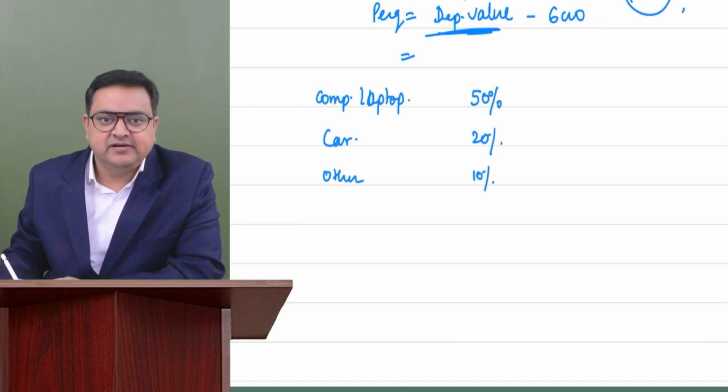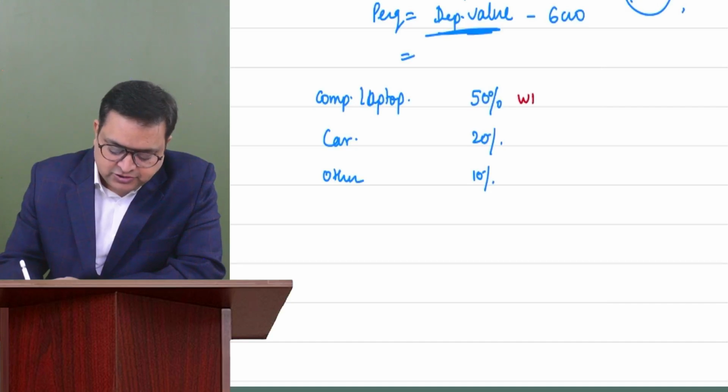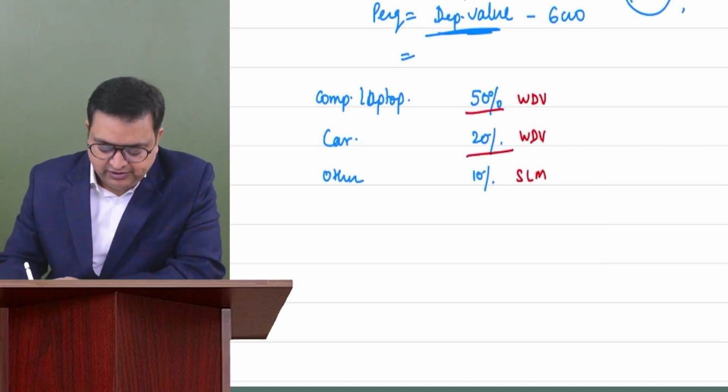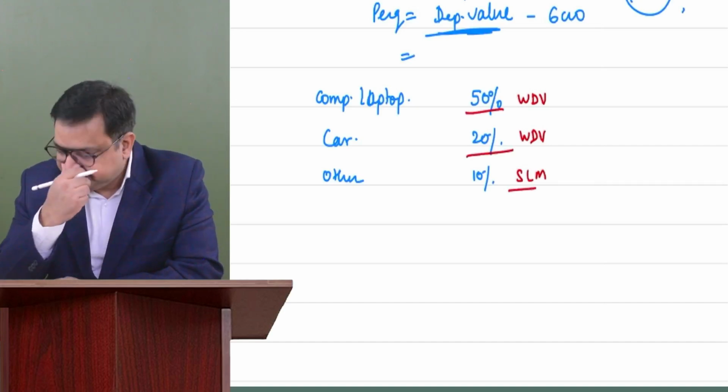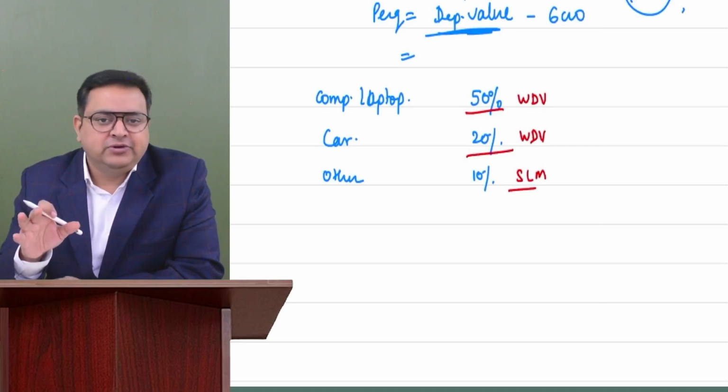Apply this depreciation rate. But please remember, in case of computer, laptop, or car, it should be by the written down value method. But for other assets, it should be the straight line method. Got it? So in these two cases, it is the WDV method, and here it is the SLM method. And now, for every completed year, you have to compute the depreciation.